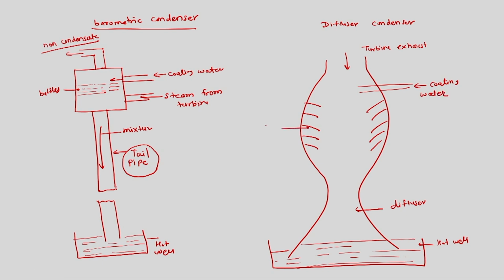And then these are called cascades. Here this mixture, while passing through the diffuser, rises its pressure. So this is how we will have a diffuser type of condenser, which will reduce the height of the tail.